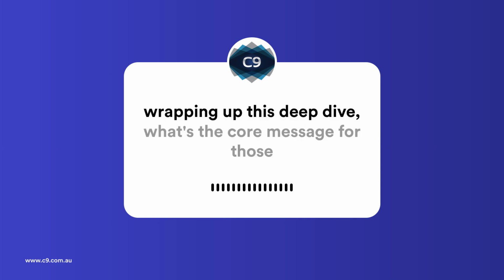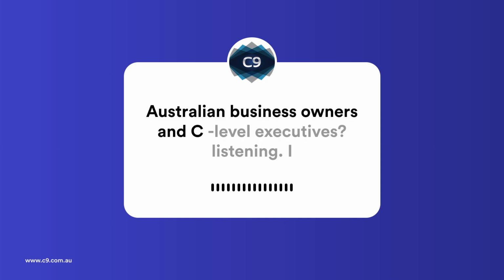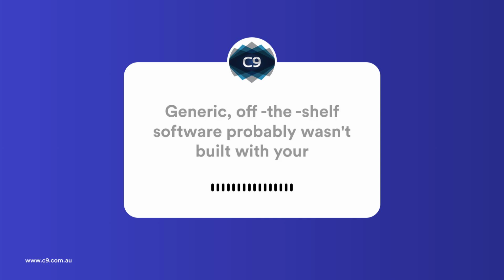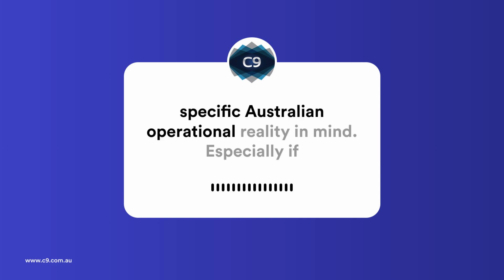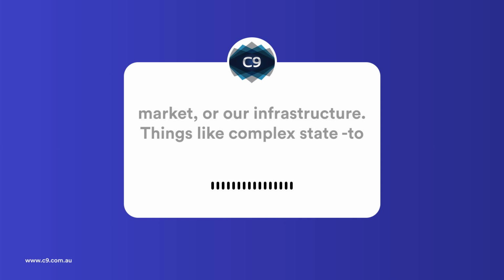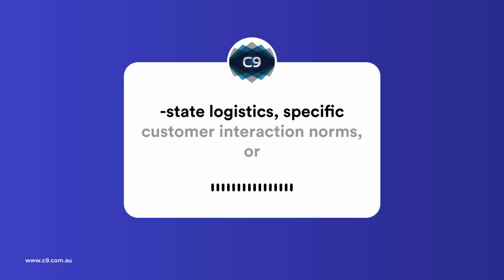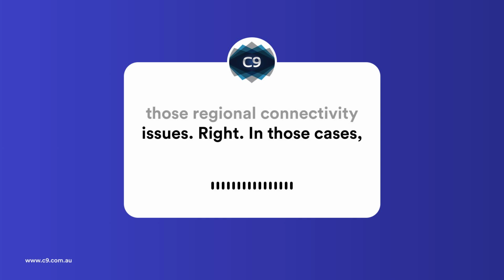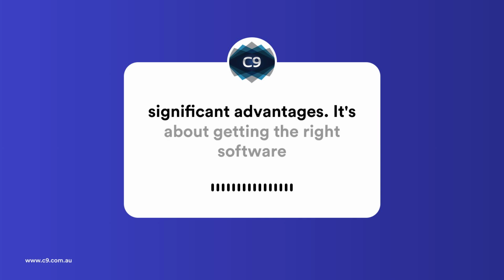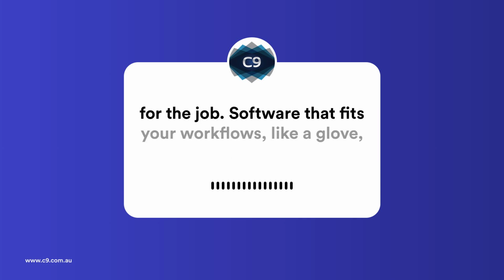Okay, so wrapping up this deep dive, what's the core message for those Australian business owners and C-level executives listening? I think the main takeaway from all this material is pretty clear. Generic, off-the-shelf software probably wasn't built with your specific Australian operational reality in mind. Especially if you're dealing with challenges unique to our geography, our market, or our infrastructure. Things like complex state-to-state logistics, specific customer interaction norms, or those regional connectivity issues. Right. In those cases, custom desktop software offers really targeted, really significant advantages. It's about getting the right software for the job.